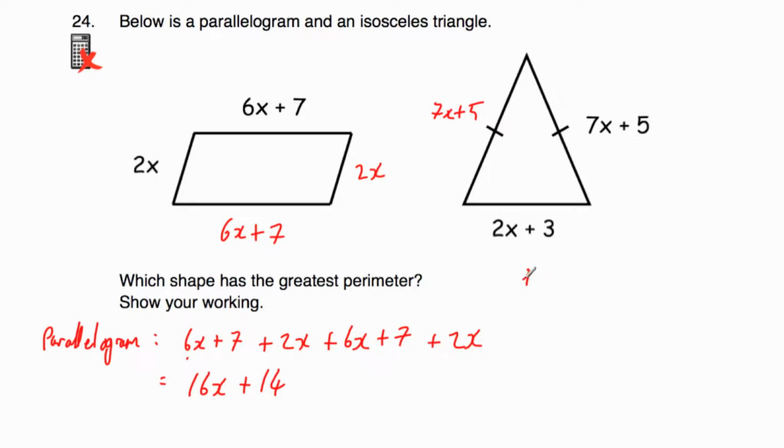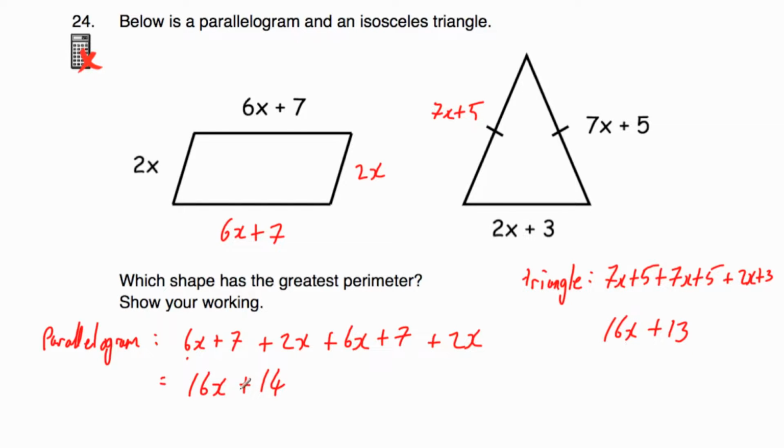Now let's deal with our triangle. The perimeter of the isosceles triangle would be 7x plus 5 plus 7x plus 5 plus 2x plus 3. So let's add up the terms involving x. We've got 7x plus 7x, that's 14x, plus another 2x, that's 16x as well. And then in terms of the numbers, we've got 5 plus 5 plus 3, and 5 plus 5 is 10, plus 3 is 13. So we've got the parallelogram with a perimeter of 16x plus 14, and the triangle's got a perimeter of 16x plus 13.